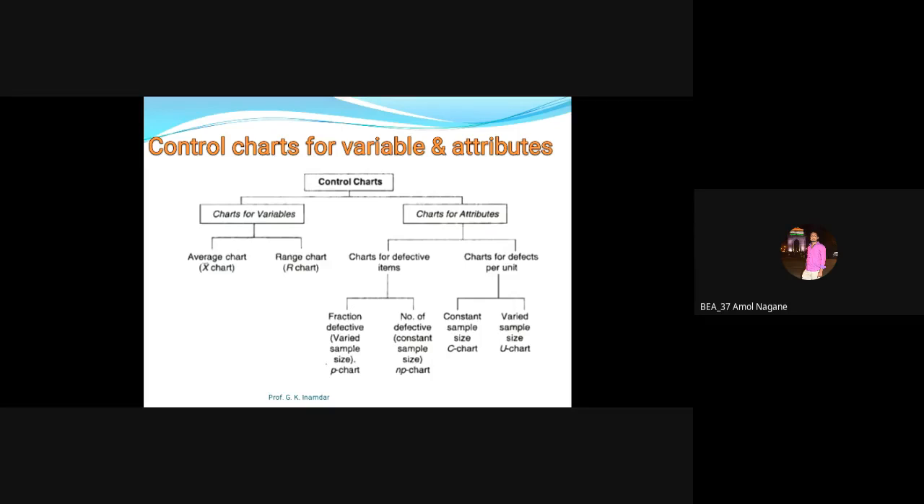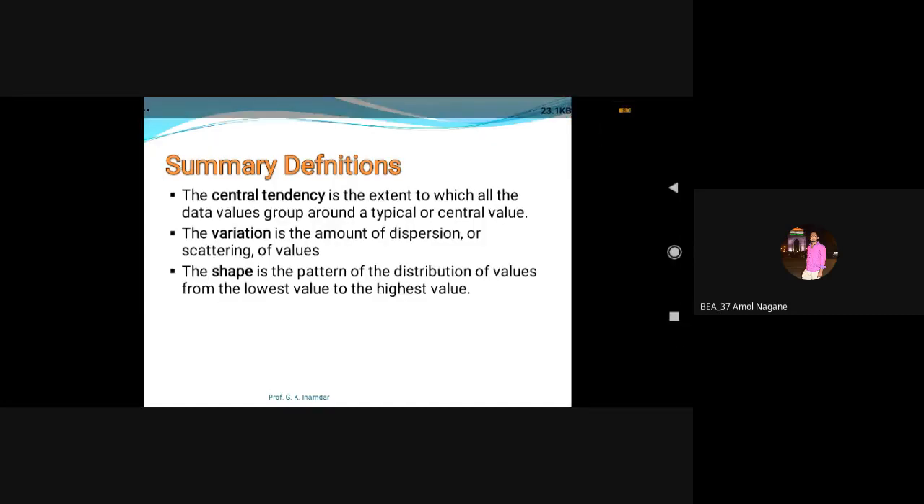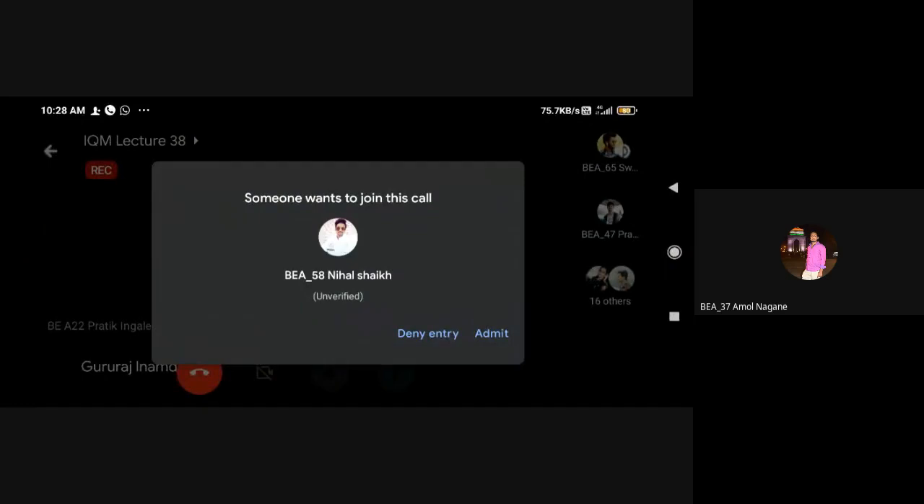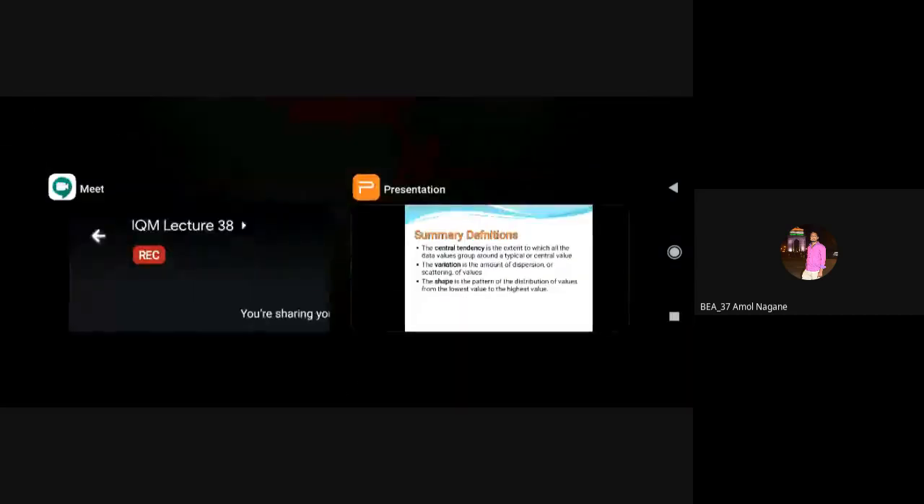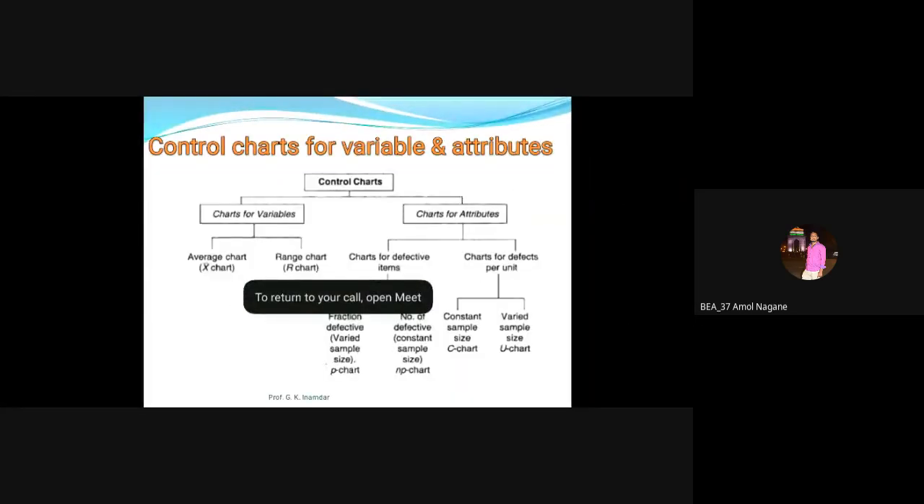Now the next type is charts for attributes: charts for defective items and charts for defects per unit. That will be very important for industrial or manufacturing work. Charts for defective items: fraction defective with varied sample size is the P chart, and number of defective with constant sample size is the NP chart.